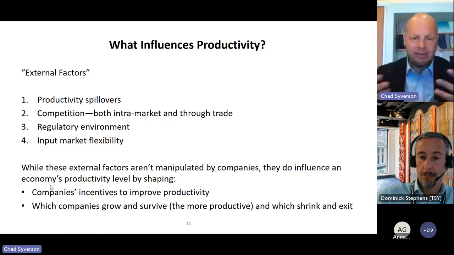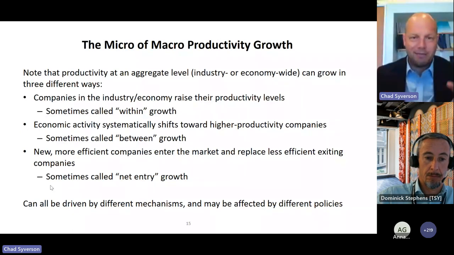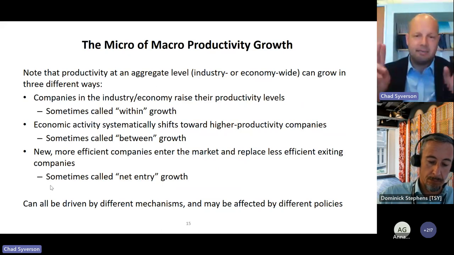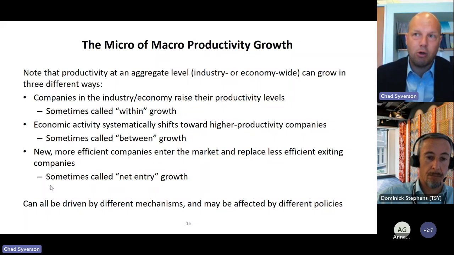So we can actually characterize these different mechanisms of how the micro level, the company level productivity variations, add up to the macro level, the aggregate level productivity growth numbers that I was showing you earlier. Okay, so there are different ways that can happen. One is where companies in an industry or in an economy raise their own productivity levels, say in response to the incentives I just mentioned. This is sometimes called within growth, that is, growth of productivity within a given producer.